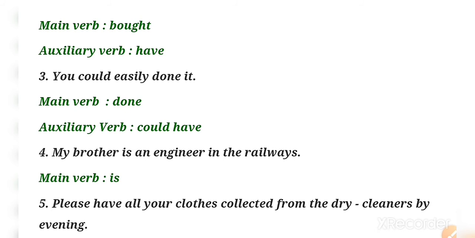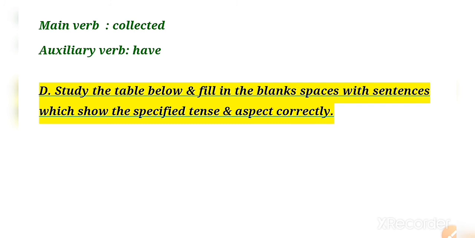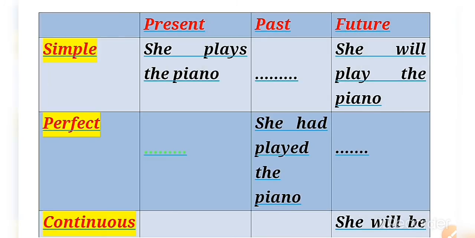Number 4, my brother is an engineer in the railway. Here only one verb, that is main verb. Number 5, please have all your clothes collected from the dry cleaners by evening. So main verb is collected, auxiliary verb is have. Exercise D, study the table below and fill in the blank spaces with sentences which show the specified tense and aspect correctly. So you can see what you have to fill.